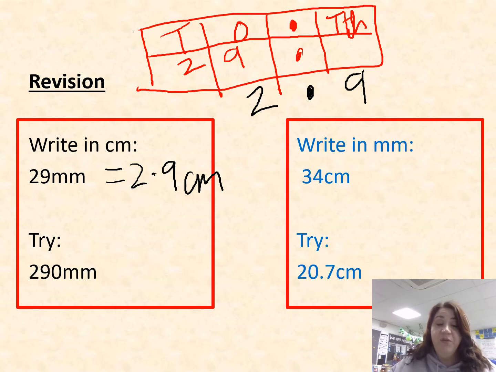Okay, try 290 millimetres. We're still going from millimetres to centimetres, so you're still only dividing by 10. What's 290 divided by 10? Have a think.